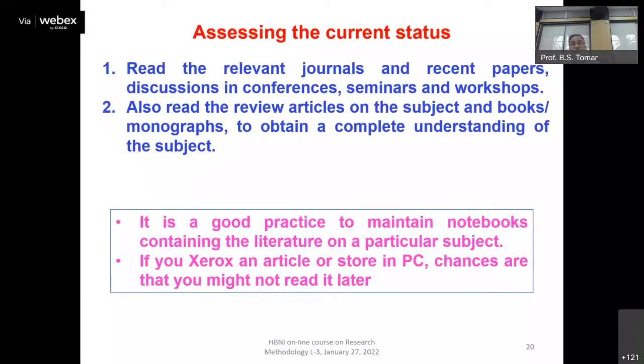So somebody has written some paper, you write in your own language what work people have done, why they have done it, what they have achieved and all. So it's a good practice to write in your own way, even if you type in the PC, in your Word file, but you write it in your own way. So you understand when you write it in your own language.